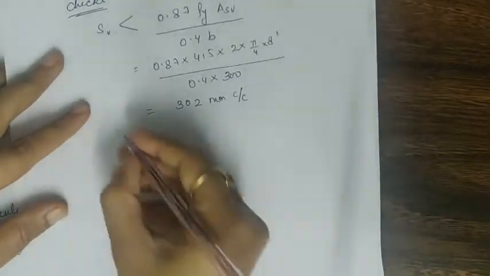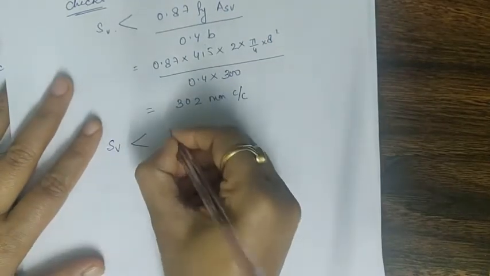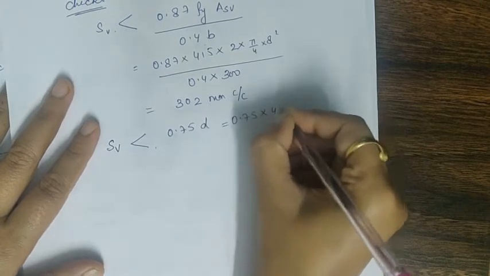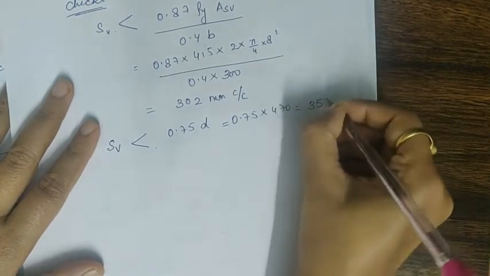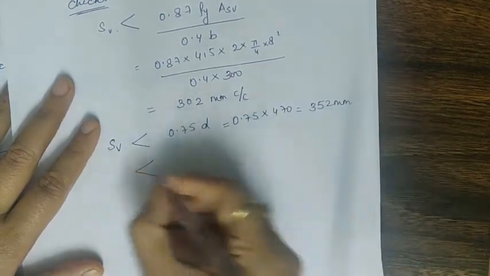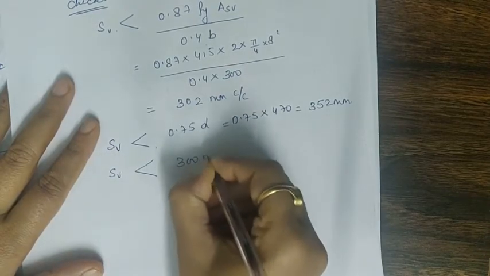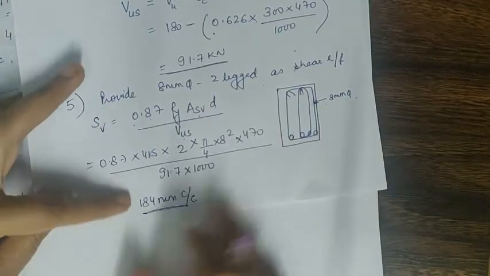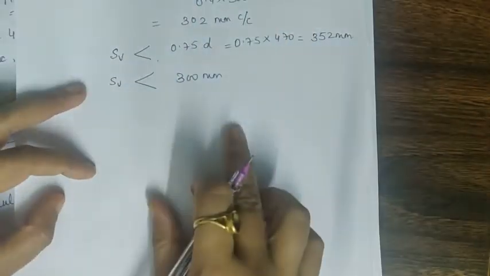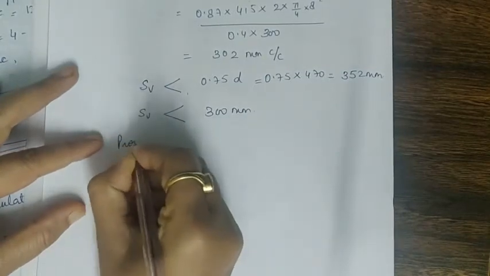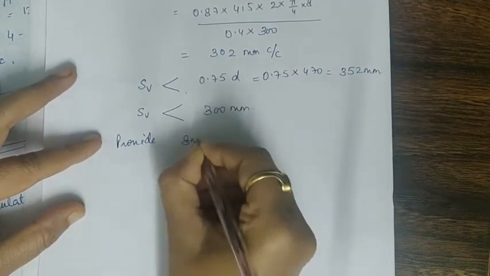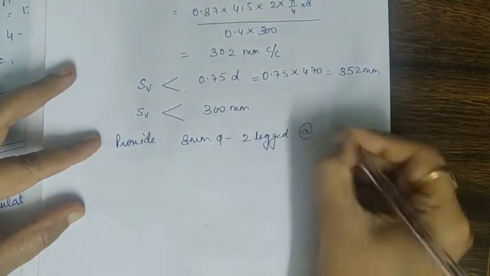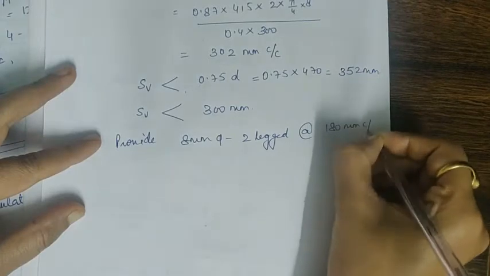Again the second clause was Sv has to be less than 0.75d. That is 0.75 into 470, that is 352 millimeters. Then Sv has to be less than 300 millimeters. So our spacing was 184 millimeters center to center. It is less than all these three values. So therefore I will say that provide 8 mm dia, two-legged at the rate of 180 millimeter center to center.